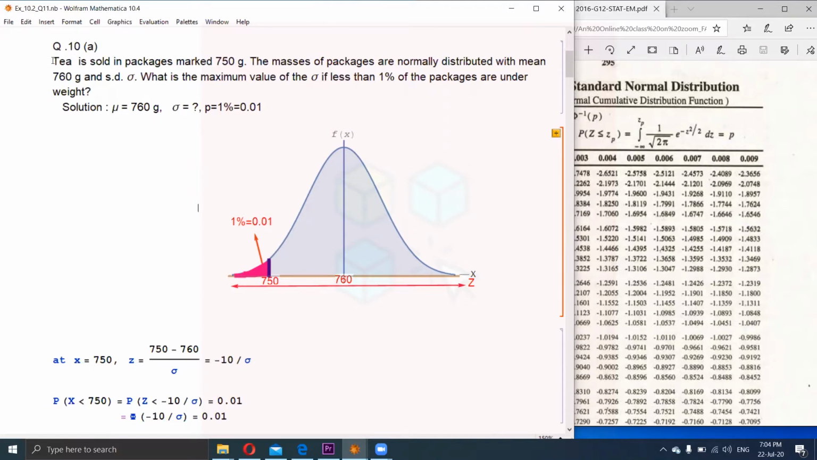It is stated tea is sold in packages marked 750 grams. Whenever we purchase tea packets, the weight is mentioned on the packet as 750 grams, but actually it is not exactly 750 grams. Sometimes it is more than 750 grams and sometimes it is less. To ensure that the packet has 750 grams, the company fills the packet with more than 750 grams.